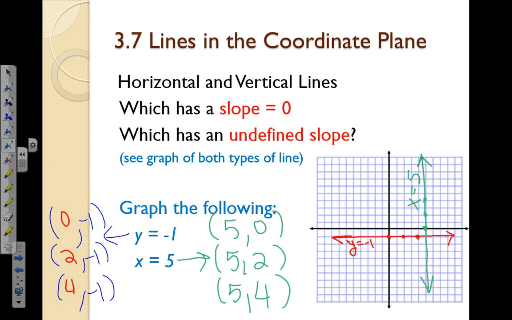But I think it's a pretty rock-solid way to determine if it's horizontal or vertical by recognizing that if x equals 5, it will be 5 in every coordinate pair. Plot 3 of them, and you've got the trend. Actually, you only need to plot 2, but it's nice to see the pattern.